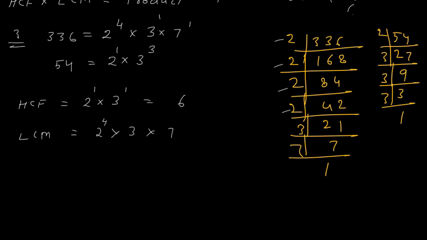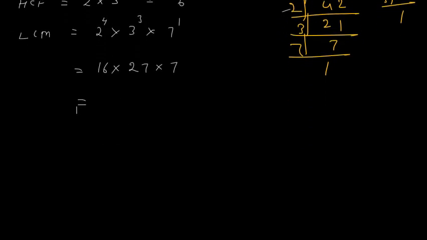So the maximum power of 2 is 4, the maximum power of 3 is 3, and the maximum power of 7 is 7. Now 2 to the power 4 is 2, 4, 8, 16, multiplied by 3 cubed, which is 27, multiplied by 7. Okay, so it is 16 multiplied by 7: 7 times 7 is 49, 4, 7 times 1 is 7, 7 plus 4 is 11.